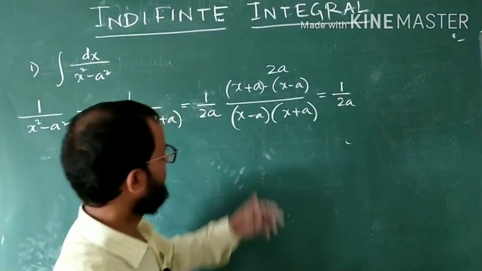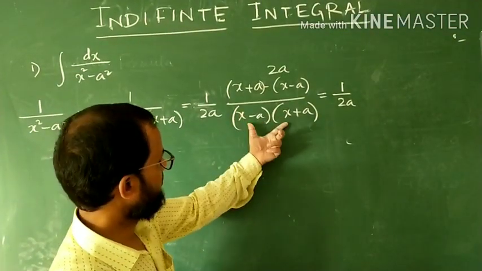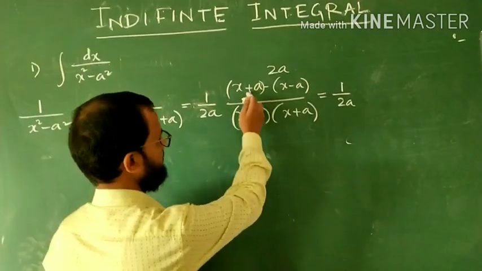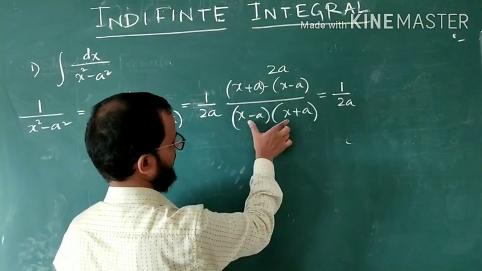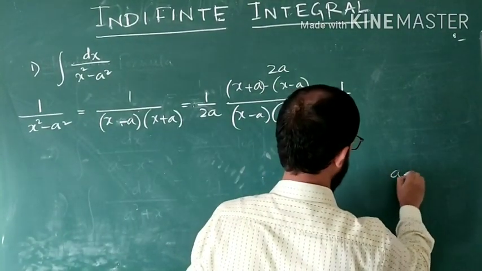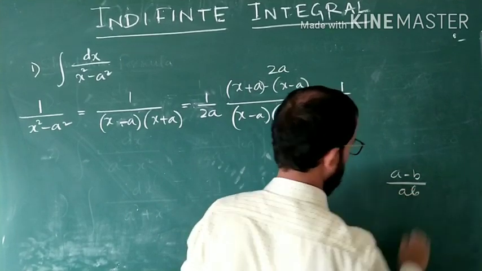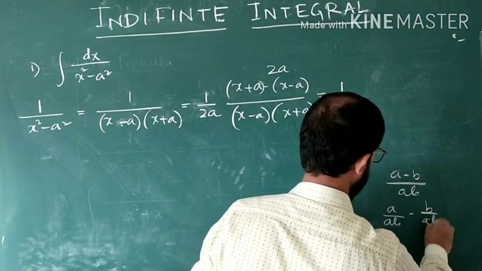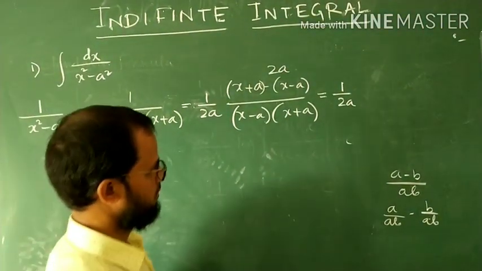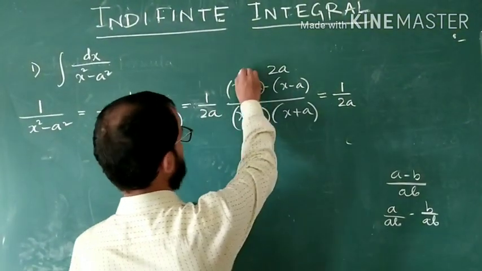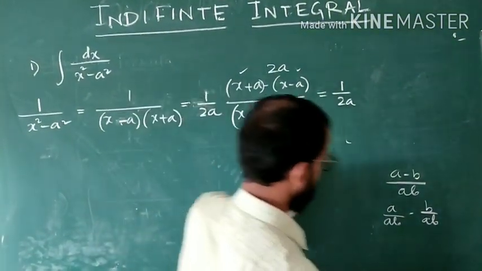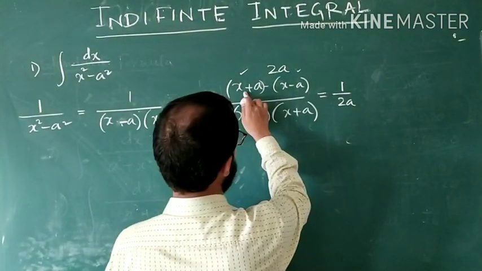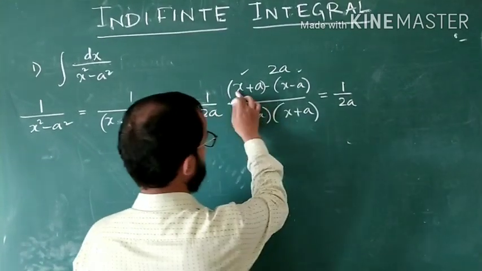This particular expression can be written as 1 by twice a. Now the numerator is this difference of two terms, this term minus this term. So we can write this divided by this. Like a minus b divided by ab, we can write a by ab minus b by ab. This way I am going to explain. Here, if this is a, this is b, this is a into b. So this can be written as x plus a divided by this.